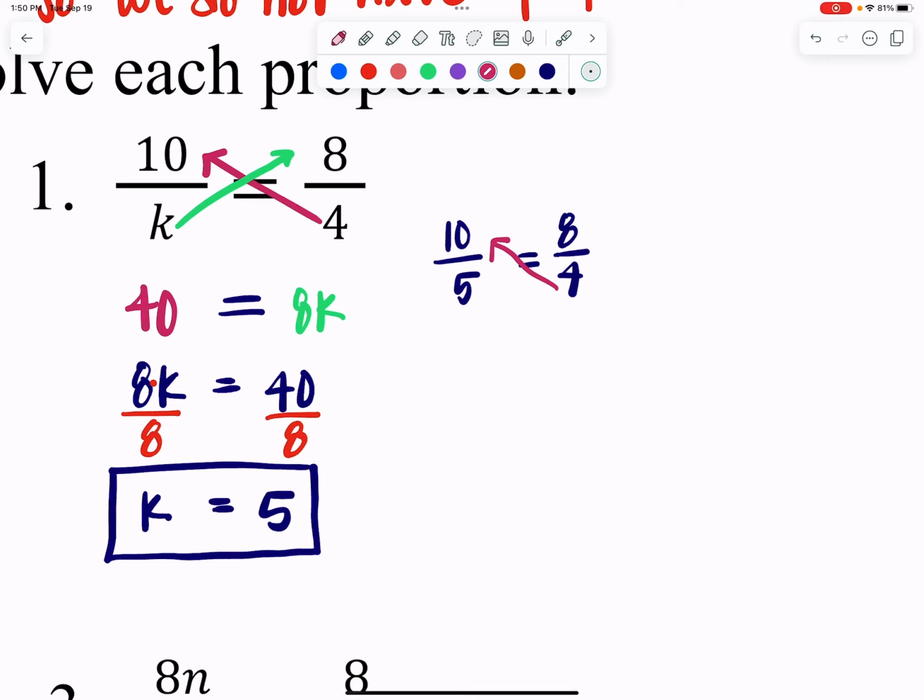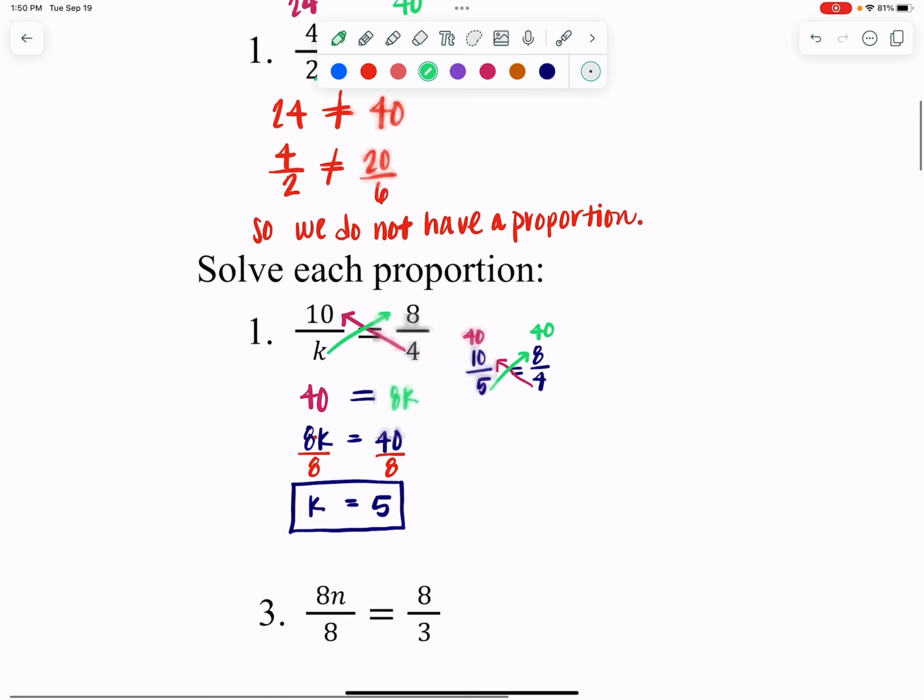10 times 4 is 40. 8 times 5 is 40. Last time I checked, 40 was equal to 40. So we did it right. 5 is the only number in the whole mathematical universe that will make that proportion true.